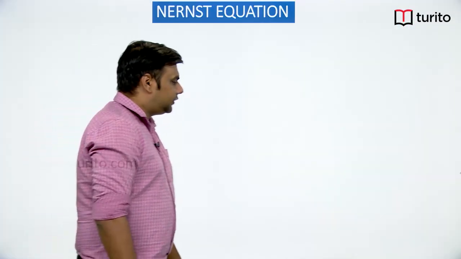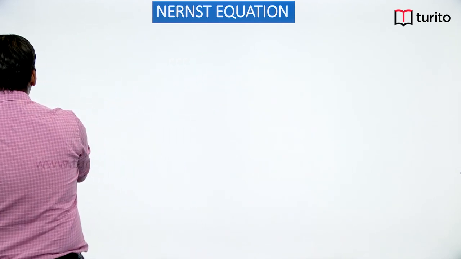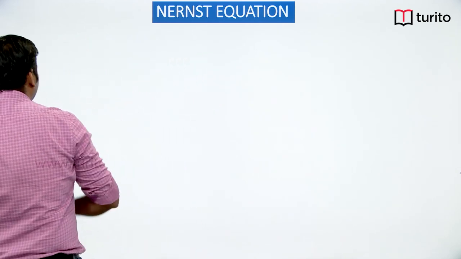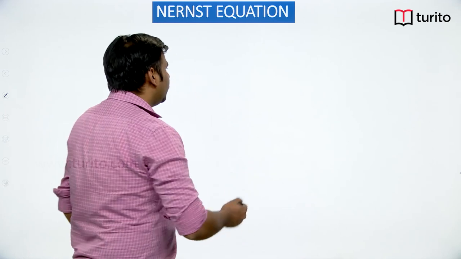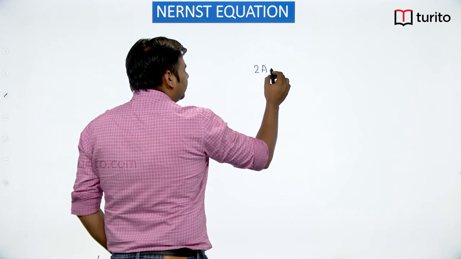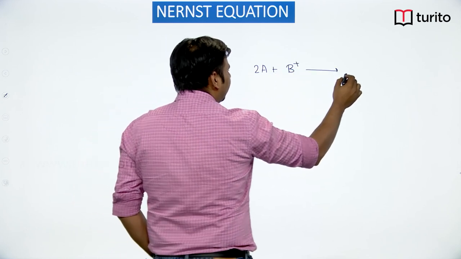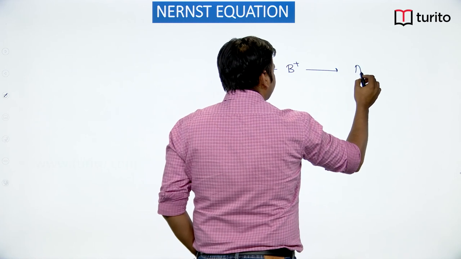In the previous lecture, we just introduced the Nernst equation. The Nernst equation is a very important expression that will give us the EMF of the cell at any other condition which is not standard. Suppose we are having a reaction something like this, say this is the overall reaction.